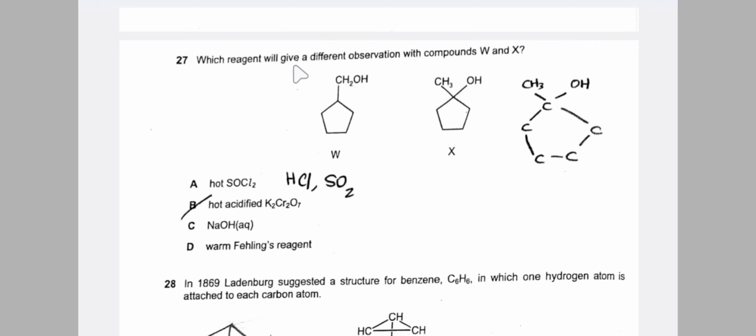Question number 27. Which agent will give a different observation with compound W and X?